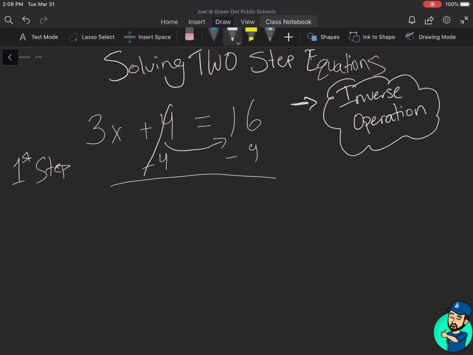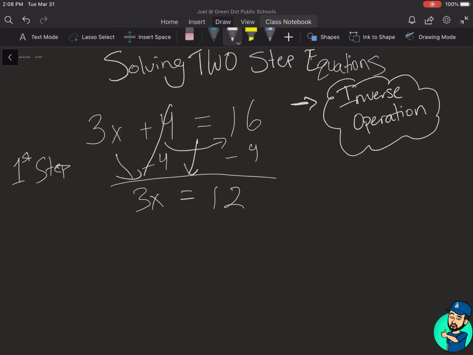Now what happens here is the 4 minus 4 is 0, so it just cancels out. Next, you can bring down the 3x, you can bring down the equal sign, and 16 minus 4 is 12.